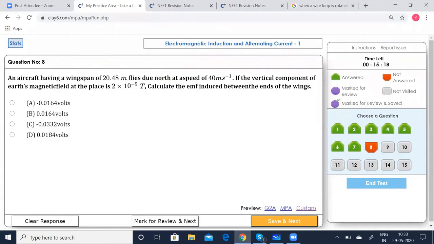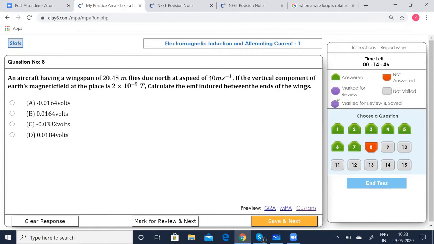An aircraft having a wingspan of 20.48 meters flies due north at a speed of 40 meters per second. If the vertical component of Earth's magnetic field at the place is 2 into 10 to the power of minus 5 Tesla, calculate the EMF induced between the ends of these wings. This is a very important sum, children. I have seen it repeated in many papers. This is a very easy problem.